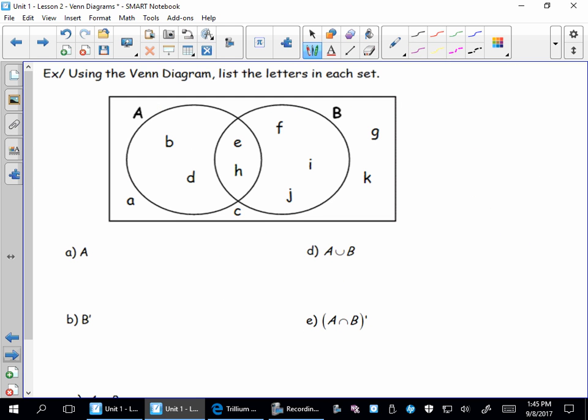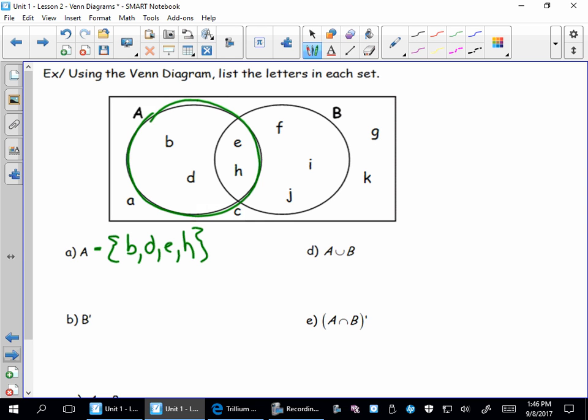We like Venn diagrams. Venn diagrams are very useful to solve things. We got to get pretty familiar with them first. So here's a second example. The Venn diagram given below has a bunch of things in it. Can you list the letters in each set? So what things show up in A? Well, A is anything inside this circle. So I have the letters in the set: B, D, E, and H.